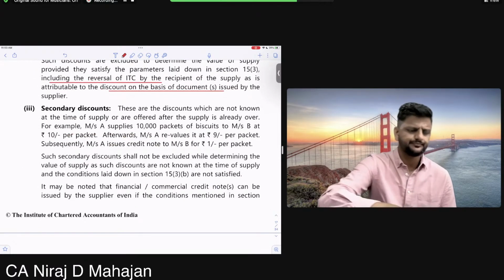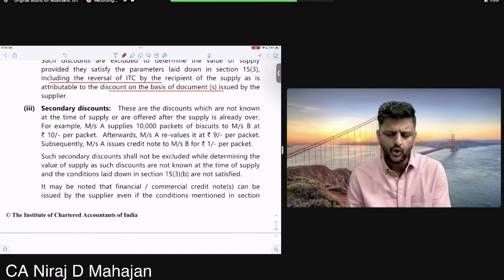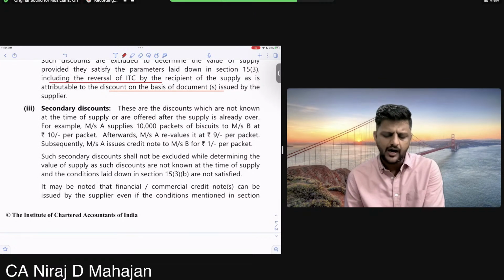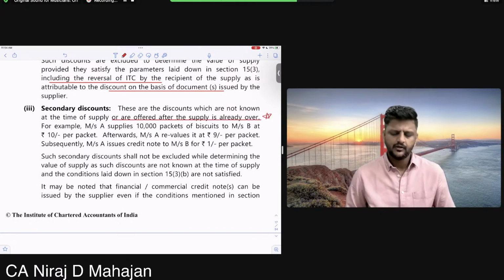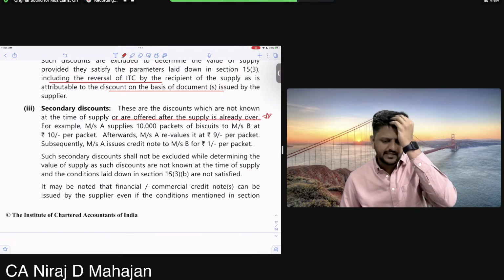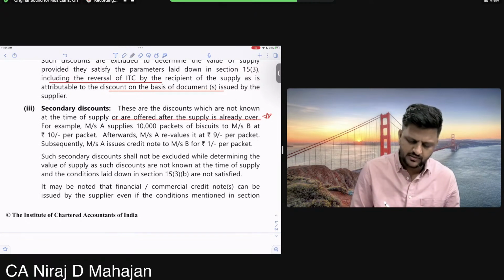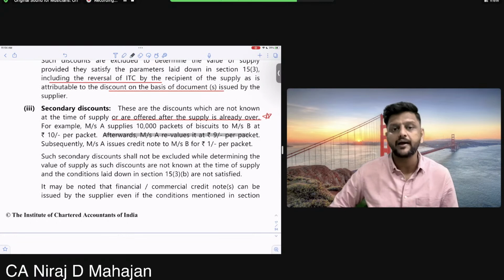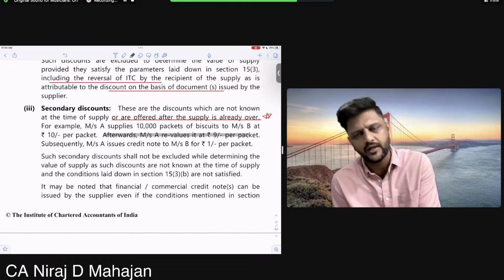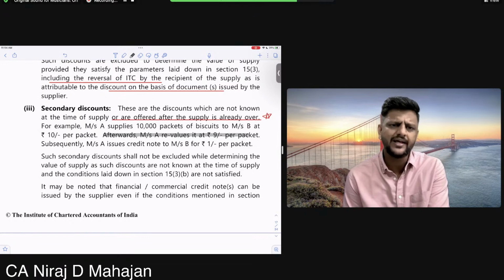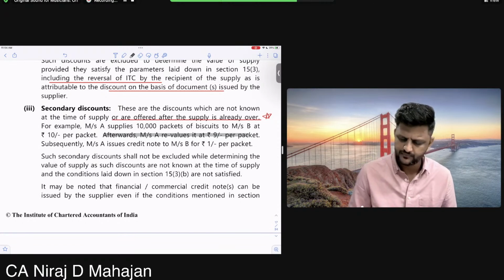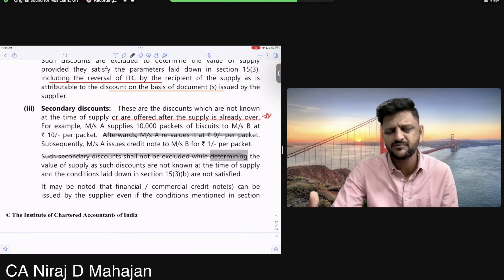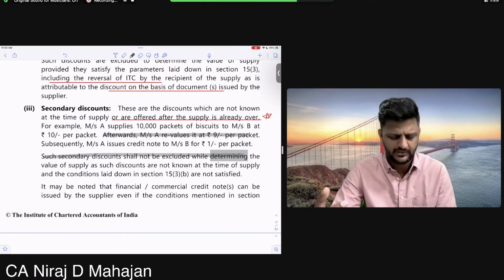Secondary discounts. These are discounts which are not known at the time of supply or are offered after the supply is already over. For example, Messrs A supplies 10,000 packets of biscuits to Messrs B at 10 rupees per packet. Afterwards, Messrs A revalues it at rupees 9 per packet. So the seller reduces the price itself or gives a discount of rupees 1 after supply. So subsequently A issues a credit note. Such secondary discount shall not be excluded. Why? Because just now we saw the conditions. It was not known at the time of supply.